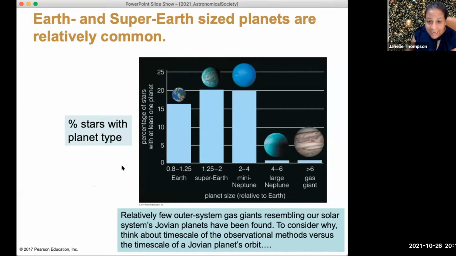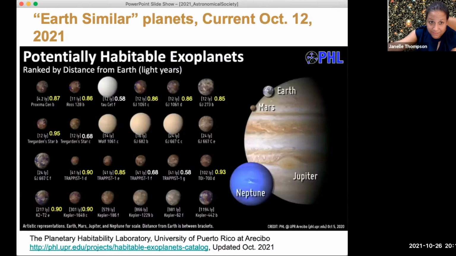But taken together, we do find a good number of Earth-sized planets. In fact, it's been estimated that about 50 to 70% of the stars that have been studied have planets around them. And a good chunk of them are Earth size or super Earth size, which bodes well for our exploration for Earth-like worlds.